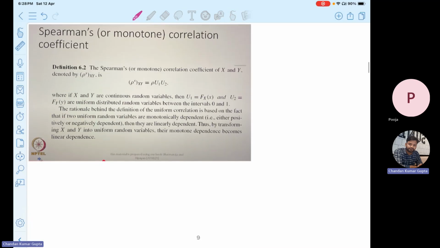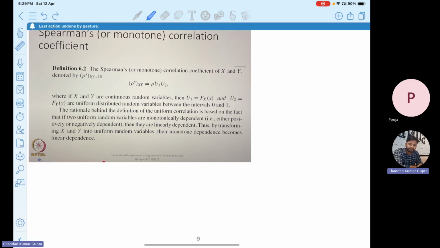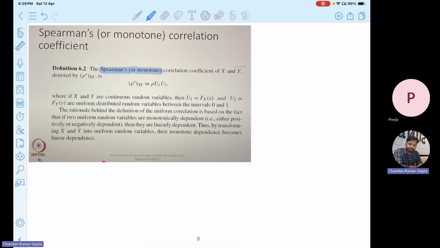Okay, up to this point we have discussed Pearson's correlation coefficient. Now we will discuss Spearman's, or monotone, correlation coefficient. The definition is: the Spearman's, or monotone, correlation coefficient of x and y is denoted by rho superscript s, subscript xy.